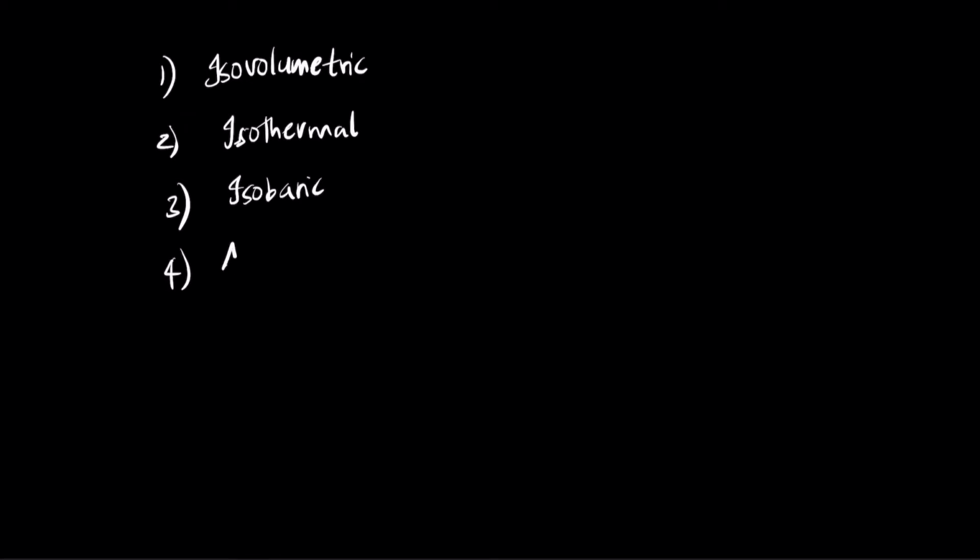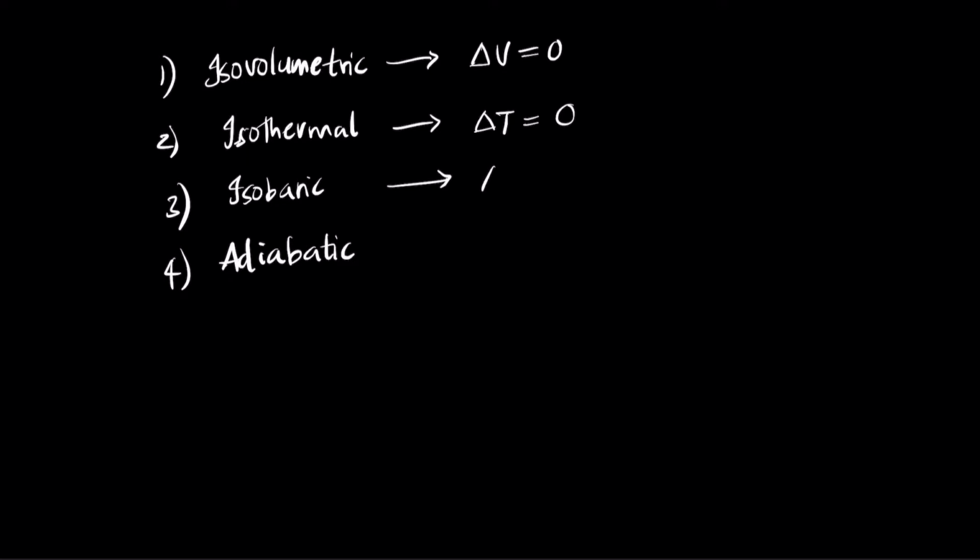And fourth is an adiabatic process. So an isovolumetric process says that the change in volume is zero. An isothermal process says that the change in temperature is zero. An isobaric process says that the change in pressure is zero. And an adiabatic process says that the change in the heat of the system is zero.